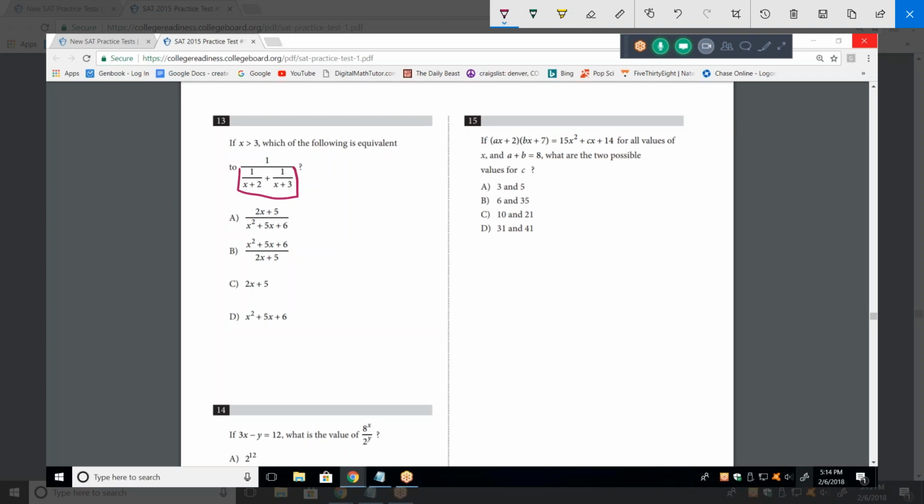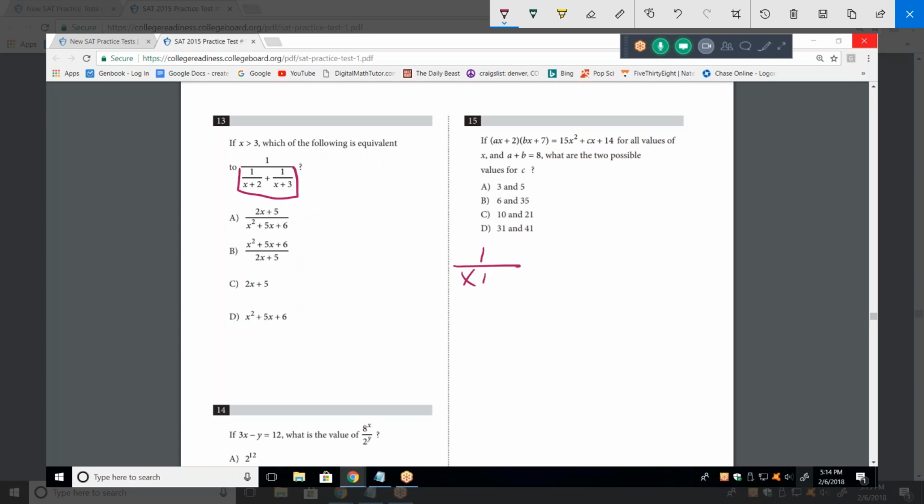Actually, I was just looking at their directions. I had never seen this before, but I don't see how that's important, so ignore that for the moment. We have to figure out how to add these things. Let's go over here and figure out how to add them.